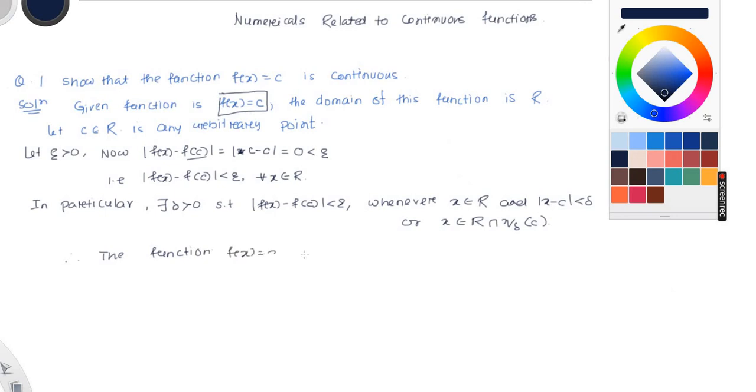the function f of x equal to c is a continuous function at x equal to c.